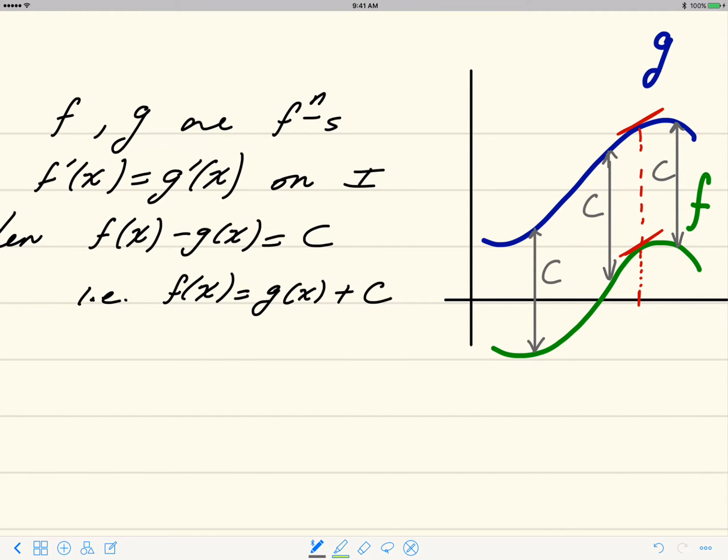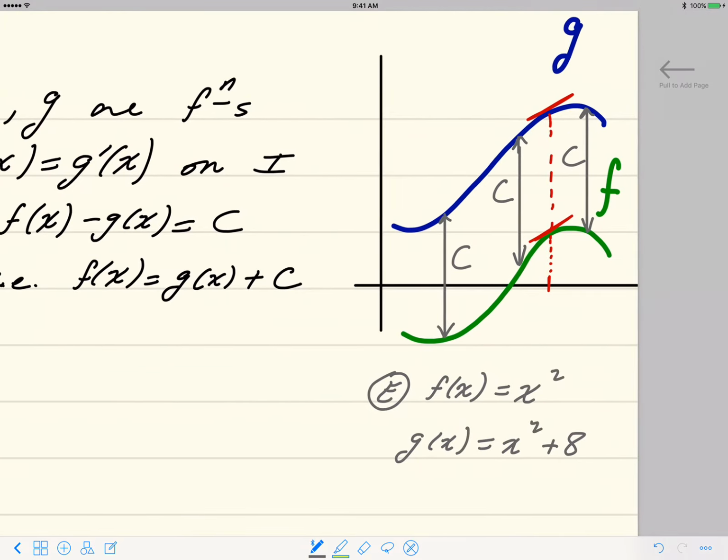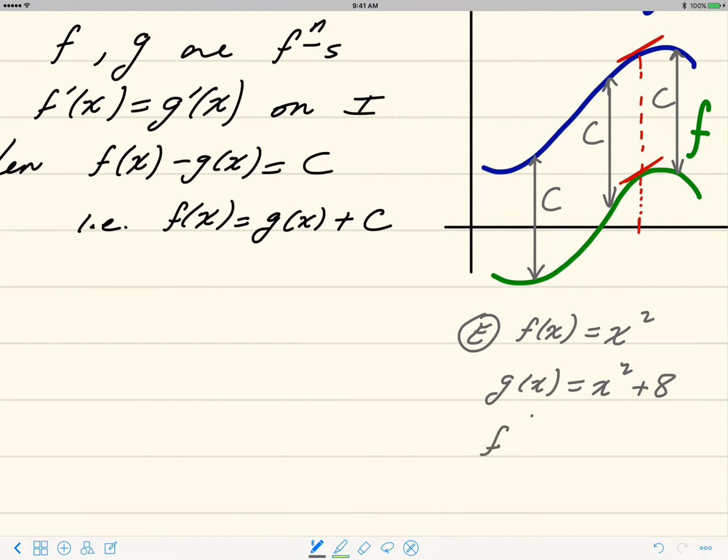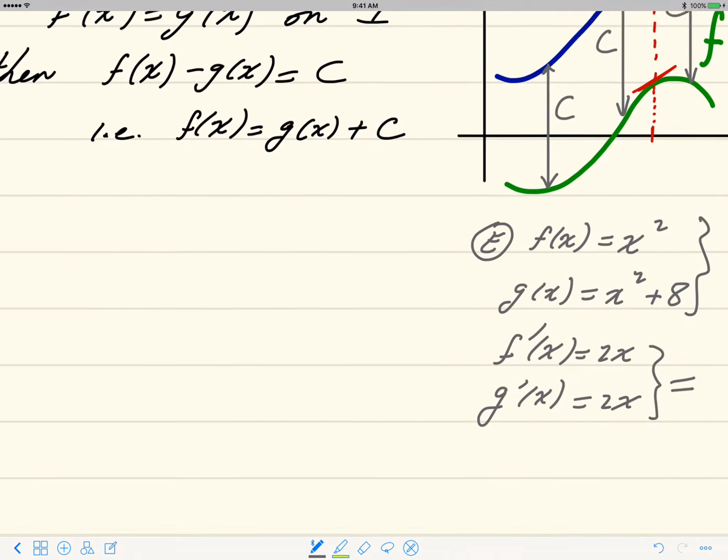Another way to look at this is, for example, look at f of x equals x squared, and g of x is equal to x squared plus 8. What can you say about these two functions? What is f prime? f prime is 2x. And what is g prime? g prime is also 2x. So they have the same derivative, and so the difference between the two is just a constant. One is x squared, one is x squared plus 8.